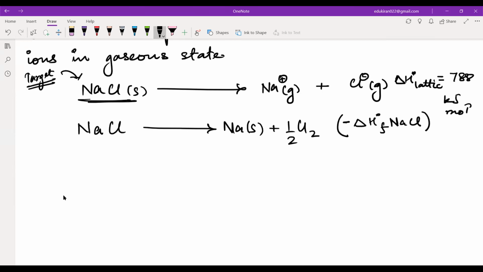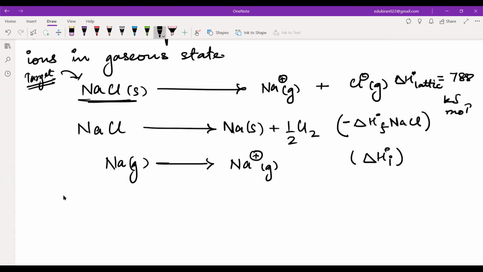Is everyone fine till here? Yes or no? Yes, sir. Okay. Then they said, fine, sodium gas is there, right? So I can go from sodium gas to Na+, and I will call this ionization enthalpy, because we are removing one electron. So this will be delta H0 I, ionization enthalpy from chapter 3. Yes or no? Yes, sir.